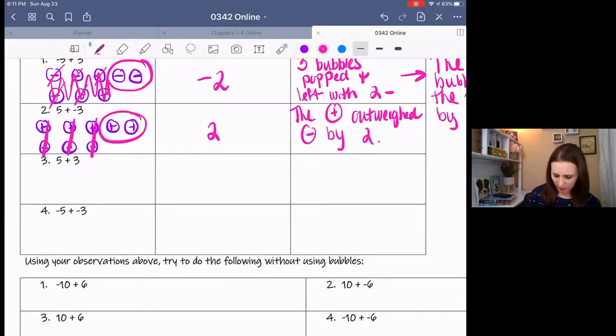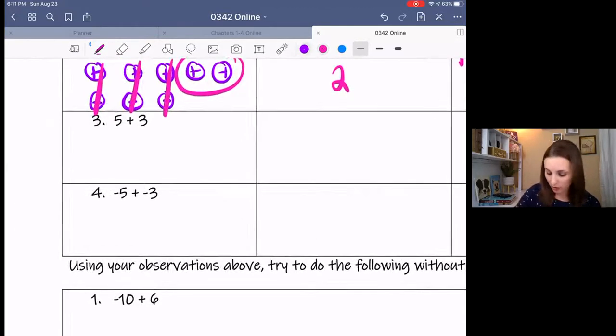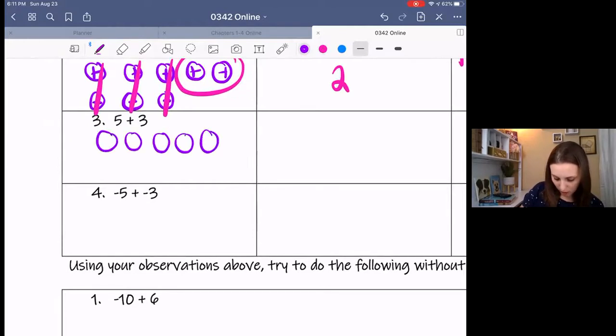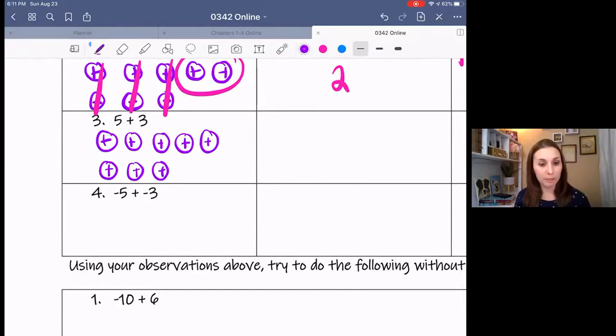Okay. The next one, you probably don't really need to draw bubbles. 5 plus 3 is probably pretty easy, but I am going to do it for the sake of the lesson. 1, 2, 3, 4, 5, all positive. 1, 2, 3, all positive. Do any bubbles pop?